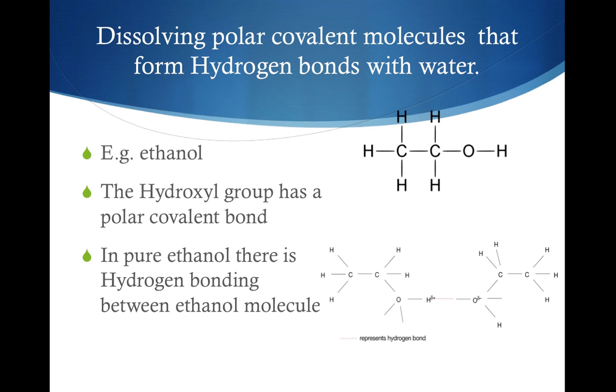We can also dissolve polar covalent substances through hydrogen bonding. So something like ethanol has an OH group. This OH group is polar. And because it has an oxygen attached to hydrogen, it actually can make a hydrogen bond. Okay? Ethanol will make hydrogen bonds with itself.